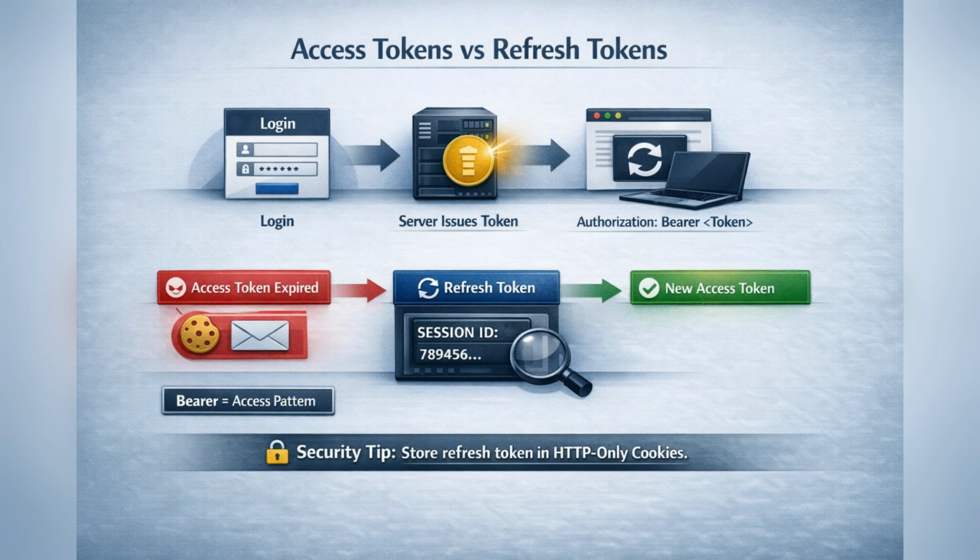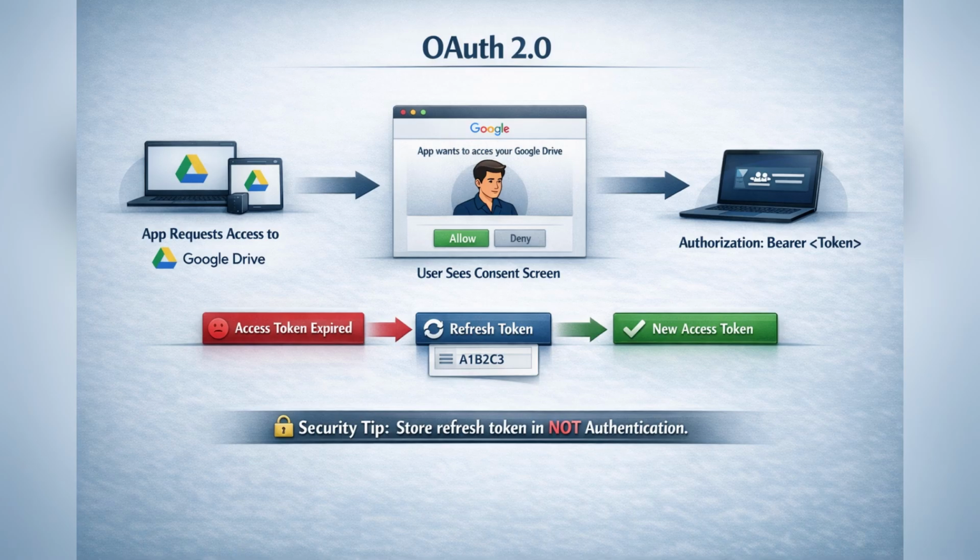However, refresh tokens must be handled very carefully. They should be stored securely, typically in HTTP-only cookies to prevent attacks like cross-site scripting. OAuth 2 is one of the most misunderstood concepts. It's not about logging users in, it's about granting permissions.